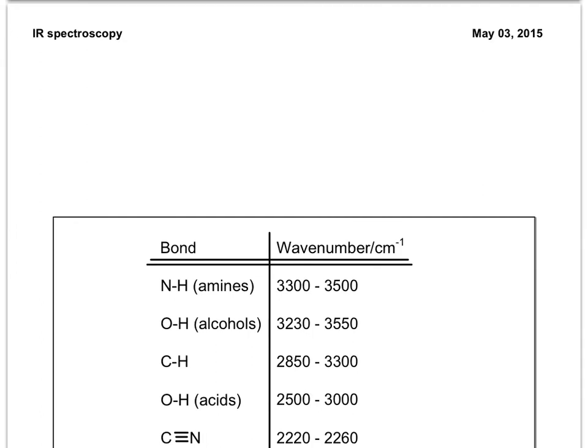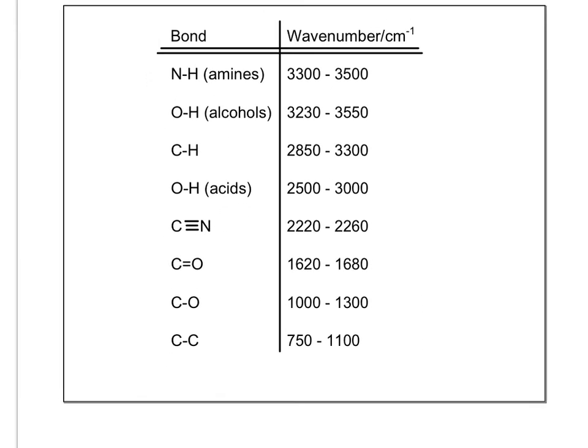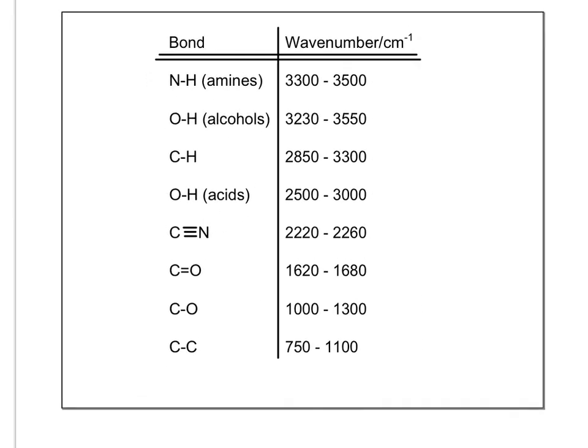So this is what the different wave numbers are for the different bonds in AS chemistry. The bonds are amines, OH, CH, OH acids, nitrile, carbonyl, C-O, and C-C. You can see that these different bonds absorb different frequencies, summarized in this table. You will be given this in your exam, so you don't need to learn them, but it's useful to refer to when you're doing some of the other questions. Find this table on the back of your periodic table or on Moodle.